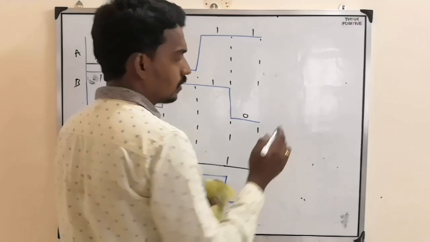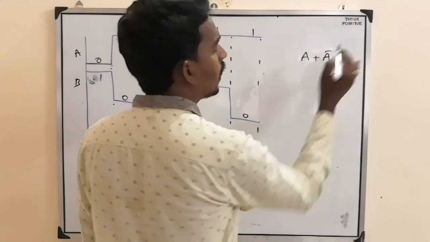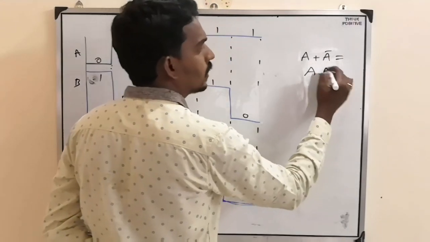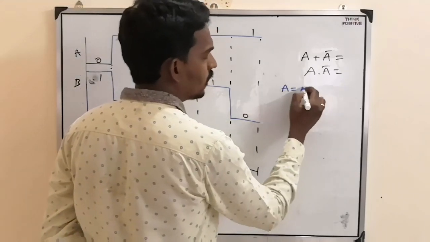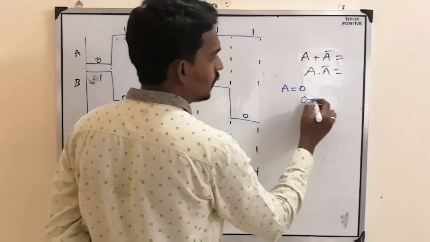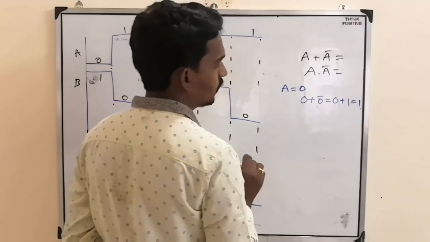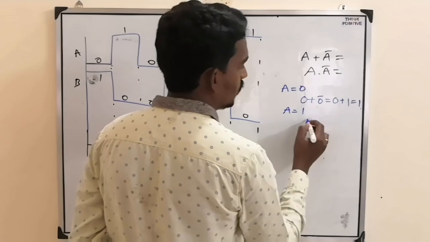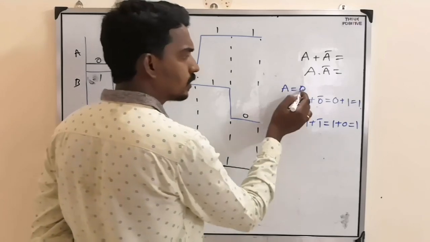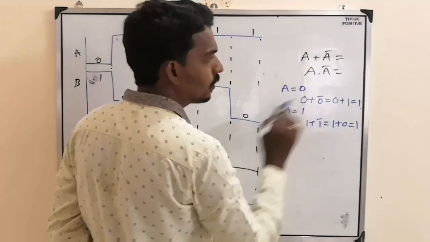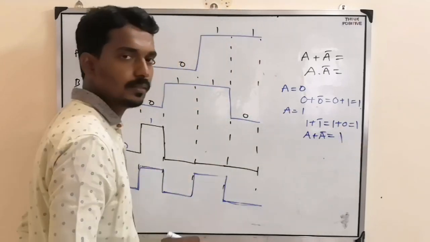Sometimes they ask, suppose A plus A bar, how much is it, or A dot A bar, how much is it. Then you have to take A equal to 0 first. Then 0 plus 0 bar equals 0 plus 1, which is 1. Then A equal to 1, then 1 plus 1 bar equals 1 plus 0 equals 1. So for both 0 and 1 input, this always gives 1. So I can write A plus A bar is always 1. So you can replace that with 1.